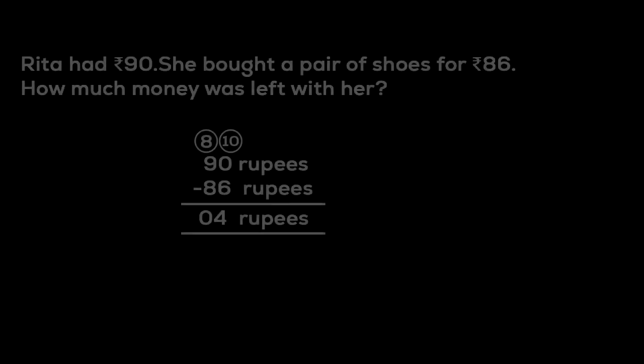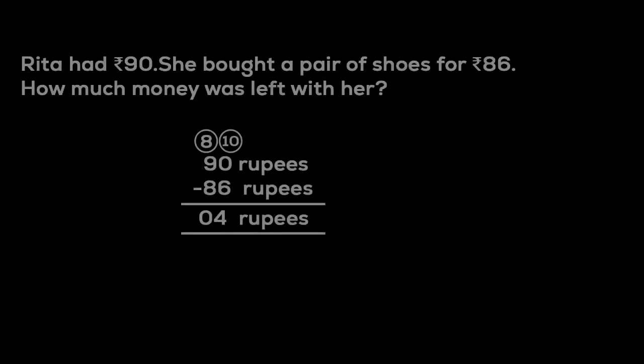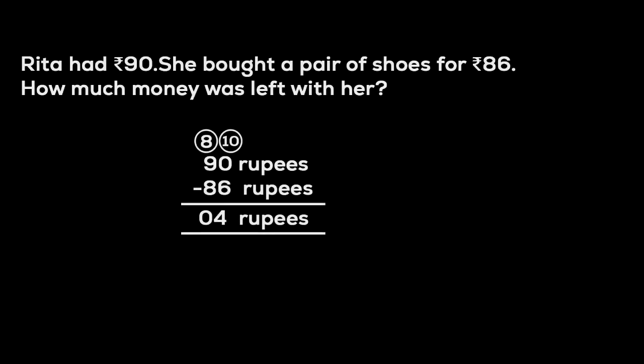I am now taking word problem number 4 with you. It goes like this. Rita had rupees 90. She bought a pair of shoes for rupees 86. She spent rupees 86. Now, how much money was left with her?